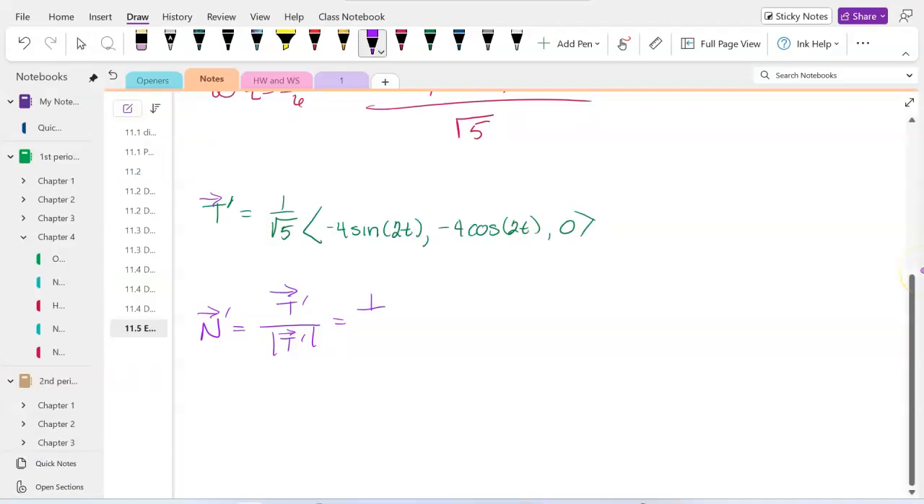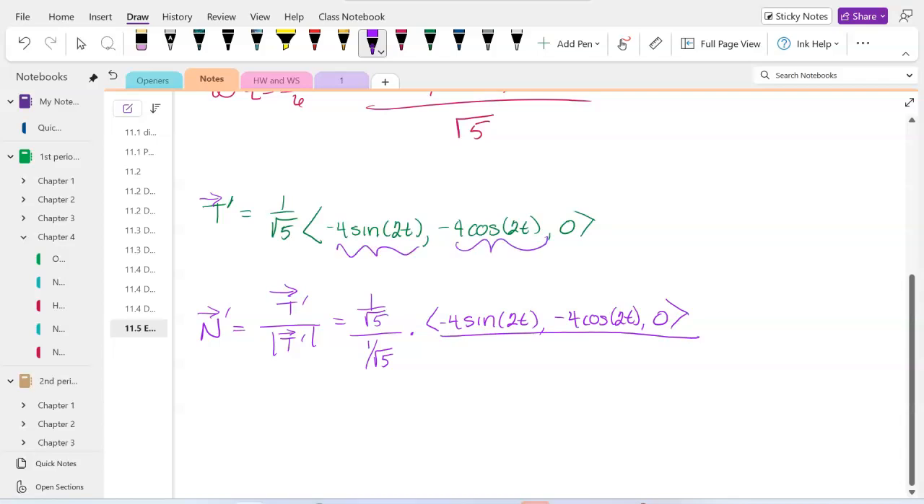For T prime, in fact, I have that factor of 1 over root 5, well, the same thing is going to be true for the magnitude if I took the magnitude. So I'm just going to pull that out and let's just call that a 1. All right. And so then I'm just going to rewrite all of this stuff. And I am now going to square this term and this term. Again, we got that Pythagorean identity, and I'm going to be left with 16.